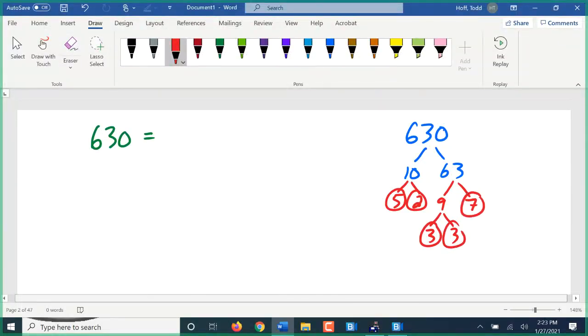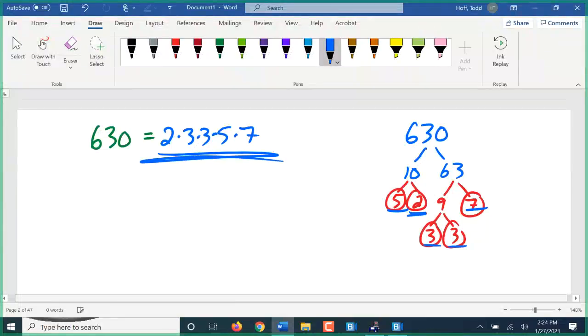So 630, when we prime factor it, is 2 times 3 times 3 times 5 times 7. Make sense? Cool. Why do we care about prime factoring?